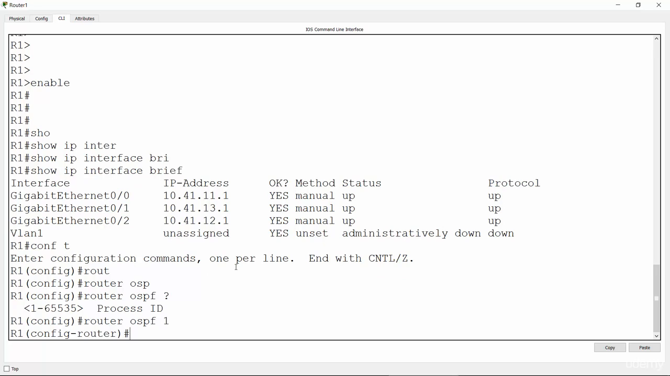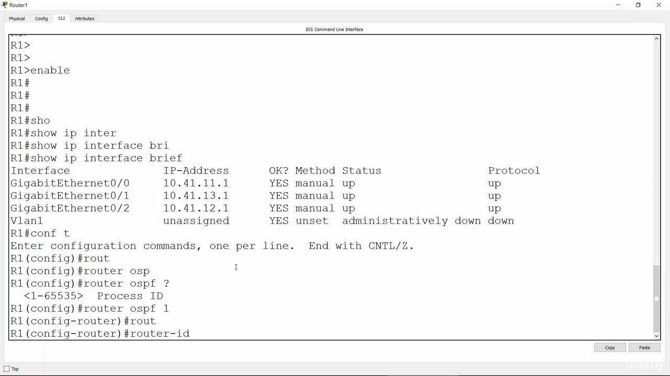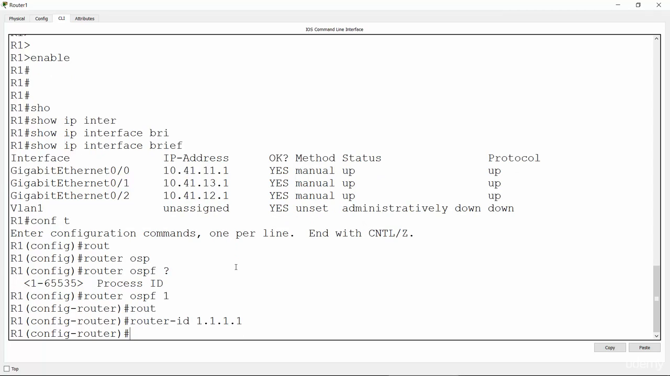The first thing I should do when I'm configuring OSPF is define the router ID. Okay? Router ID is not an IP address, as I told you before, but I'm gonna define a unique router ID for each of my routers, and this is gonna be 1.1.1.1 for my router 1. Alright, I defined the router ID.